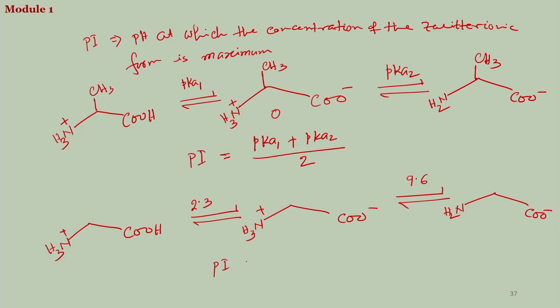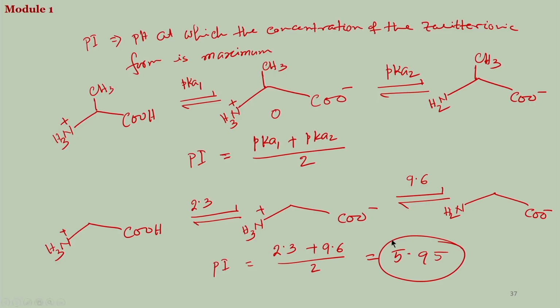So, your pI would be calculated at 2.3 because this is acid, so low pKa, and this is basic, so pKa should be above 7, 9.6 in this case. Added and divided by 2, it is coming as 5.95. This is the pI of glycine, and it is pretty much a characteristic of glycine.